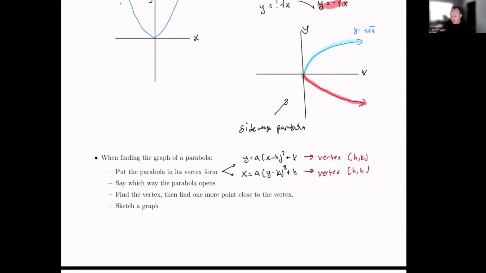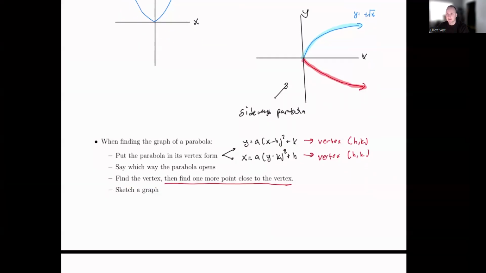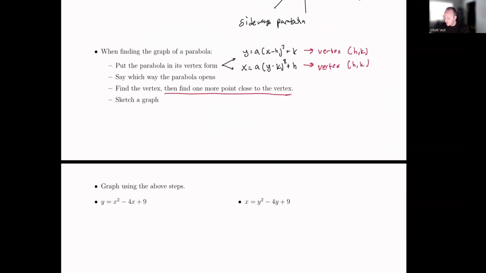Then you say which way the parabola opens. These are up and down ones. These are side to side ones, right? And then you find a vertex, which we already can find, and then find one more point closest to the vertex. We are not going to really need to do this part as much in this section, because if you know which way it opens and where the vertex is, you know what the graph looks like, right? But on your ALEKS system for your homework, it will ask you to do that. So when we sketch your graphs, that's what we're going to do.